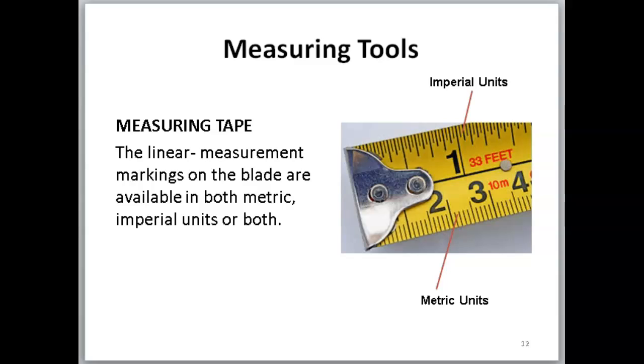Now, the linear measurement markings on the blade are available in metric, imperial units, or both. And as can be seen from the diagram, you are seeing the imperial units as well as the metric units. You're also seeing the blade hook at the tip of the blade.